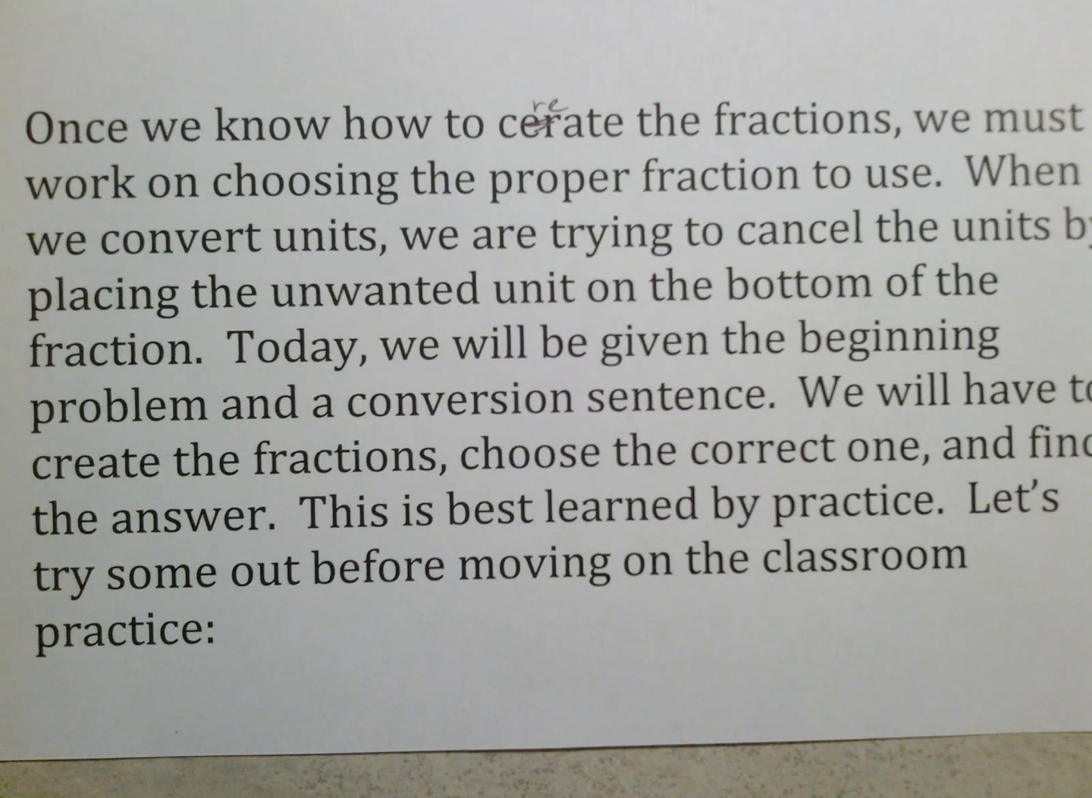It says once we know how to create the fractions, we must work on choosing the proper fraction to use. When we convert units, we are trying to cancel the units by placing the unwanted unit on the bottom of the fraction. Today I'm going to give you the problem and a conversion sentence, and all you will have to do is create the fraction by picking the one you want to get rid of, choose the correct one, and find the answer. This is best learned by practice.